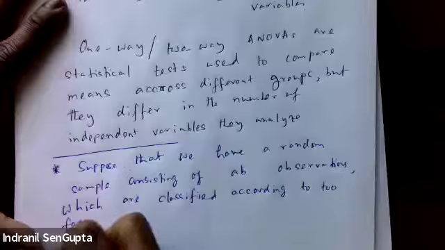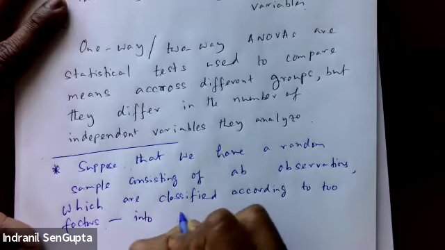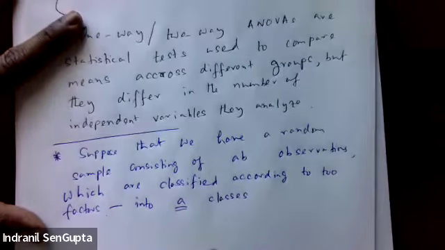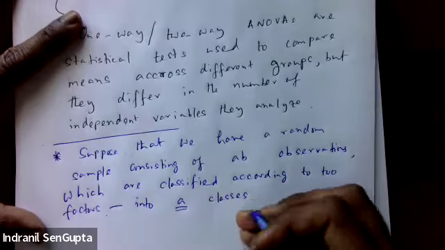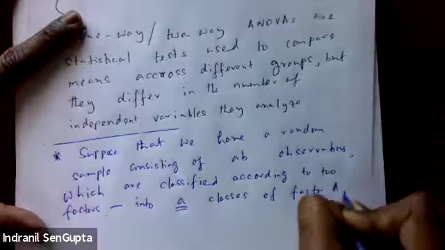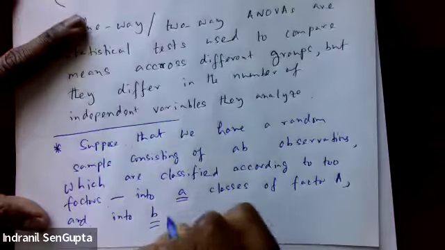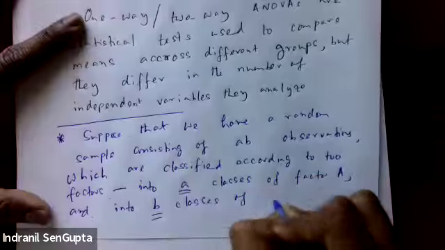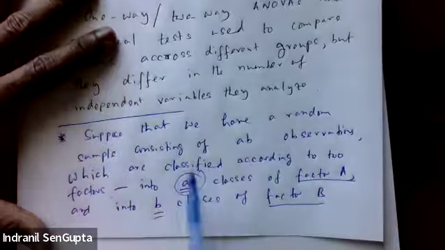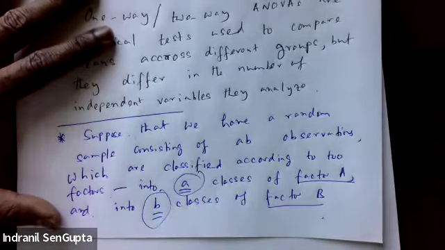Say, into A classes of factor A and into B classes of factor B. So there are two independent factors, A and B. There are A number of classes of factor A and B number of classes of factor B. This will be much more clear when we do an example, but at this point, this is sufficient.